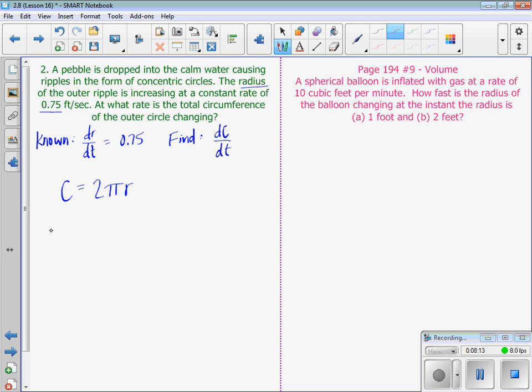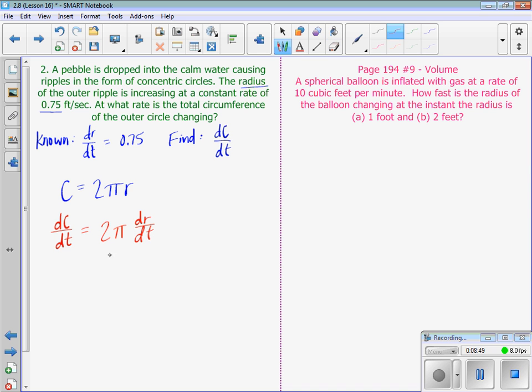The derivative of c would be dc dt. 2 pi is just a number, so just treat it like a constant. And the derivative of r would just be 1 dr dt. It's not 2 pi plus r. It's 2 pi times r. Think if you have 3x, what's the derivative? 3, right? Same thing here. 2 pi r, the derivative's 2 pi, but then you need a dr dt, okay?